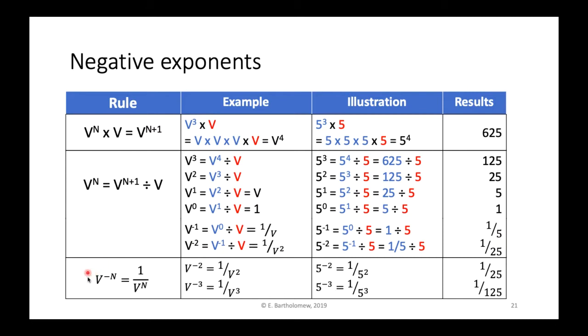So we can generalize that and say that v to a negative exponent is the same as 1 over v to that same exponent as a positive number. So v to the negative n is equal to 1 over v to the n. And these would be our examples using variables and our examples using numbers.